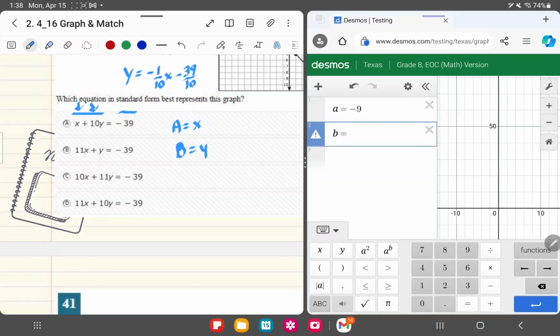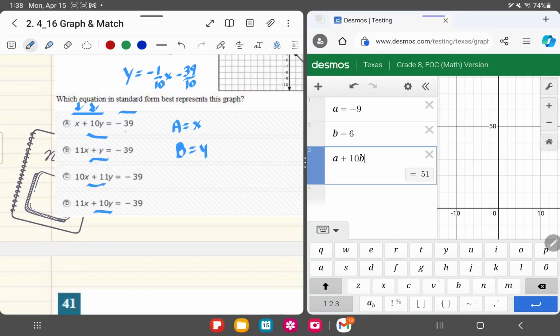what was the other one? 6. What I'm going to do now is type out every answer choice that I have here, only the beginning part. If it doesn't give me 39, that is not my answer. I need to get 39. So let's do the first one. x, a, plus 10b. Boom, that is not my answer. So I can go ahead and mark it off.